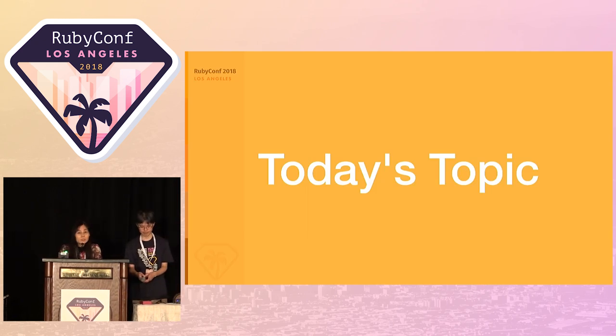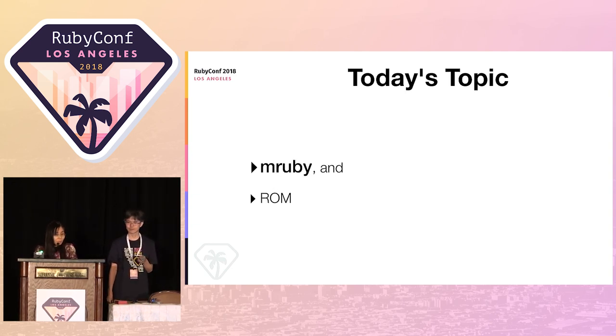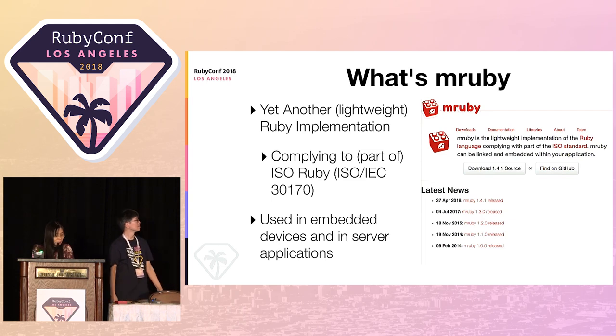Okay, let's get into the main topic. The topic of this talk is mruby and ROM. First, we will briefly explain about mruby. Mruby is an implementation of Ruby, like C Ruby, J Ruby, Rubinius, and Opal. It is also called lightweight Ruby. Mruby is a very small implementation compared to C Ruby and J Ruby. It's compliant with the ISO standard of Ruby. Mruby has two main target areas, embedded systems and applications, such as servers and games. We have focused on the former, embedded systems.